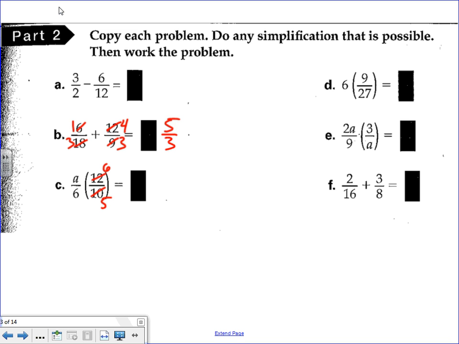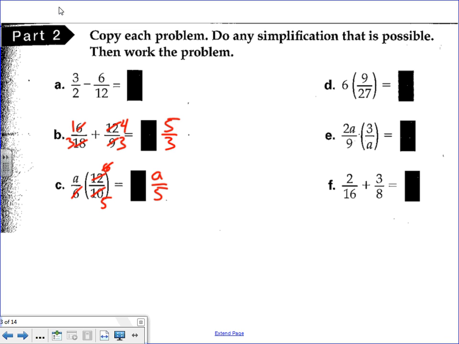Now, because it's multiplication, I can simplify across the fractions. So I can simplify the top of one fraction with the bottom of the other. So if you notice, we have 6 and 6 here, so the 6 and the 6 are going to cancel each other out. So we're left with, on top, the A, and on the bottom, all that's left is the 5. So that one becomes A over 5.